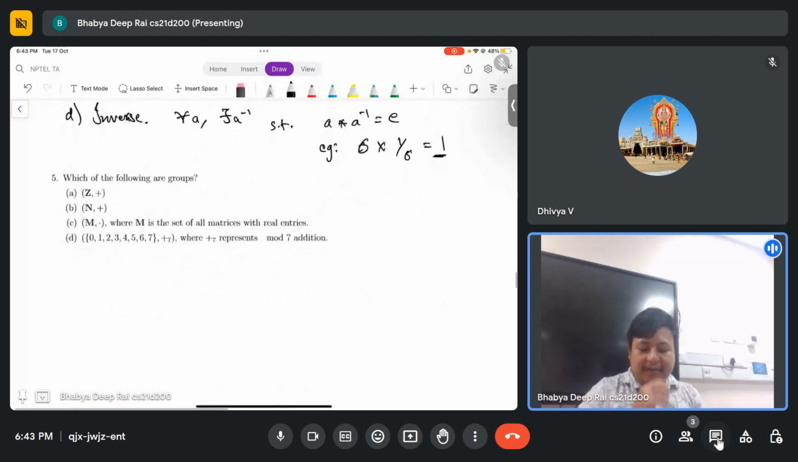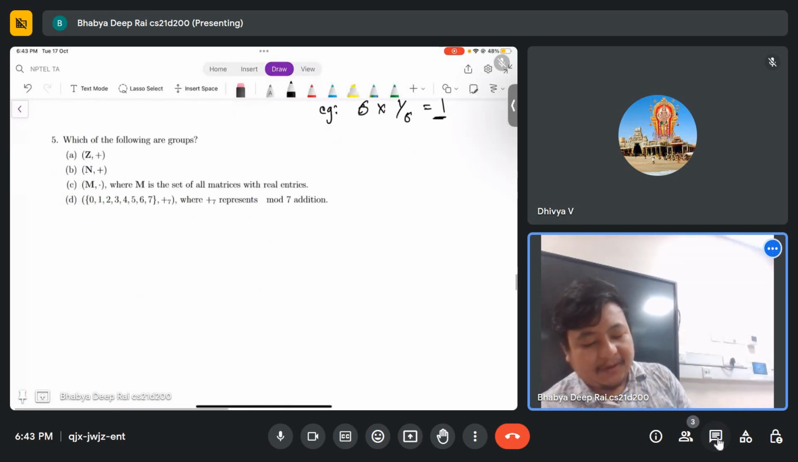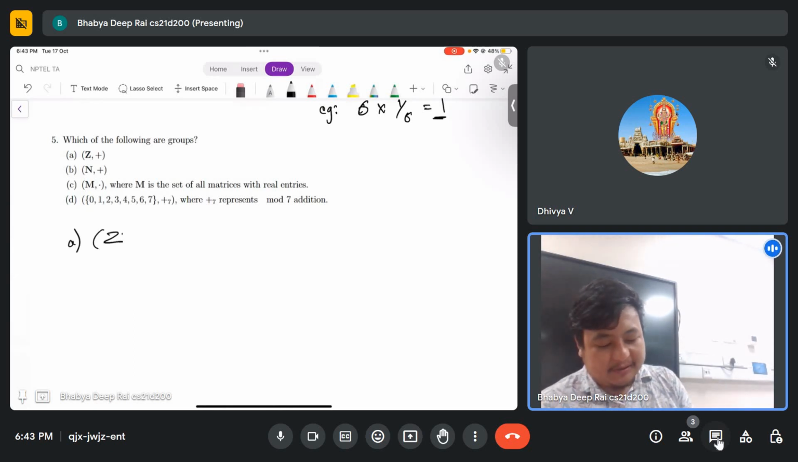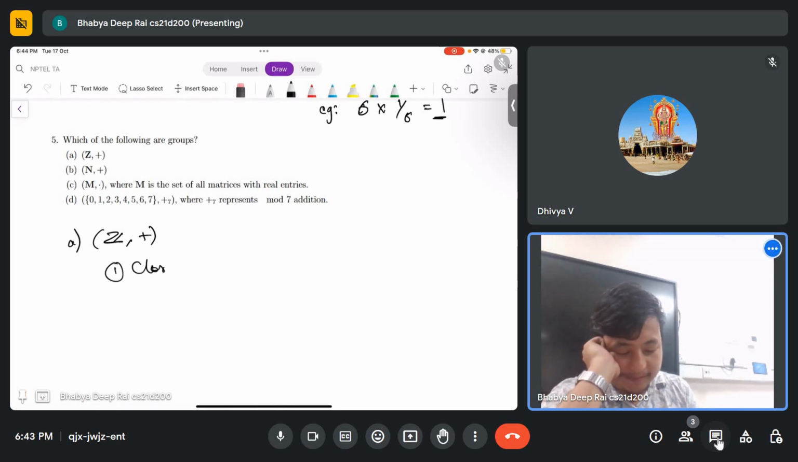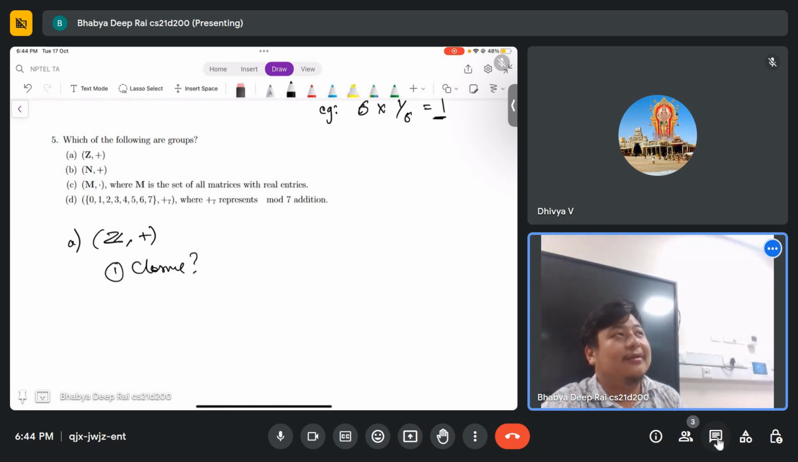So let's look at these examples. The question says which of the following are groups. The first one is integers along with addition. So is this a group? Let's look at closure. We'll ask whether it's closed or not. Does adding two integers give me another integer? Is it true that if I add two integers, you give me another integer?